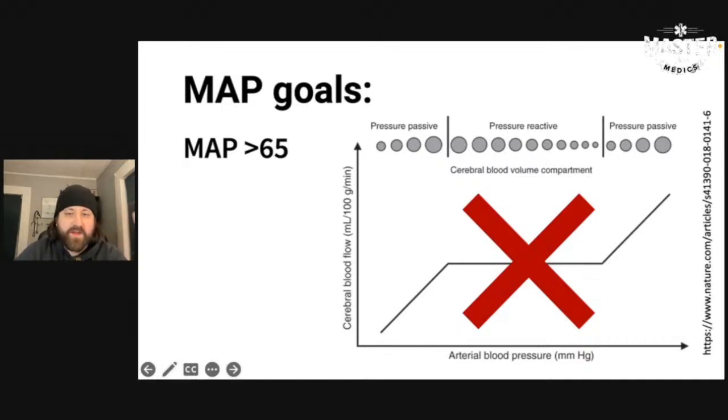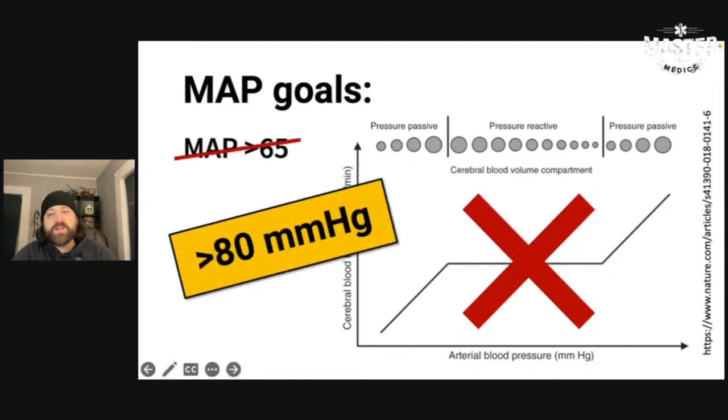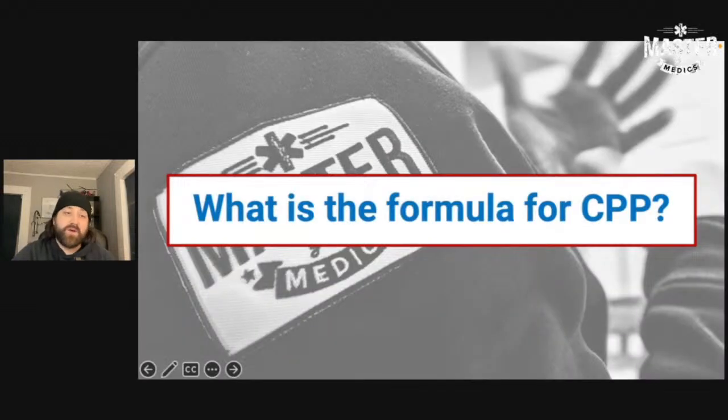For more on that, you can check out TBI cases, and we've done some videos in the library, so you can check those out. But basically, we need to use pressure to get the blood to the brain. And usually this means a MAP greater than 80 for at least the first 24 hours or so to maintain cerebral perfusion pressure. So, what is the formula for cerebral perfusion pressure?